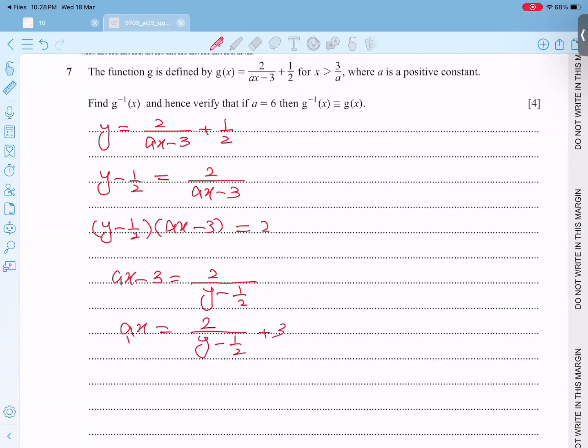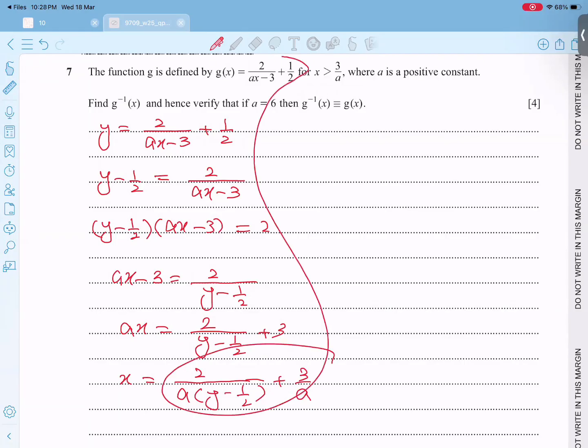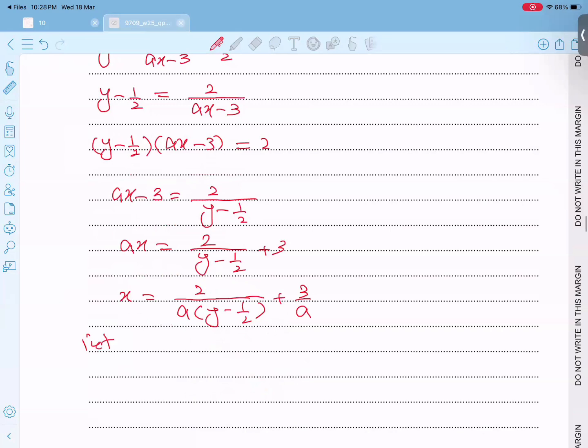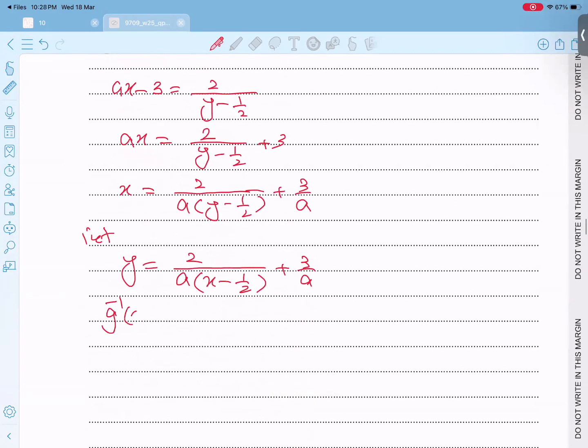Now a will divide both values, so it turns into this format. A will come here, y minus half, and a will divide here. You see that it somehow resembles that. Now interchange, as you know very well: x becomes y and y becomes x. I hope the point is very clear. And this is called g inverse. So the first part is completely done, because he asked us for finding g inverse.